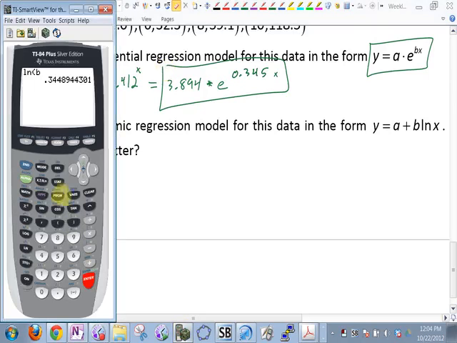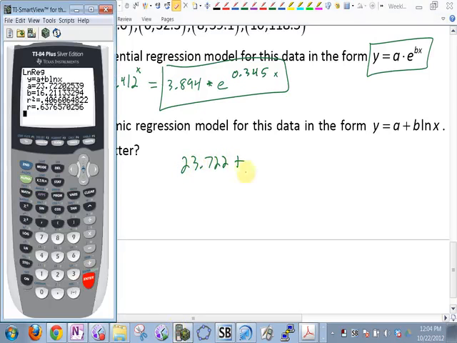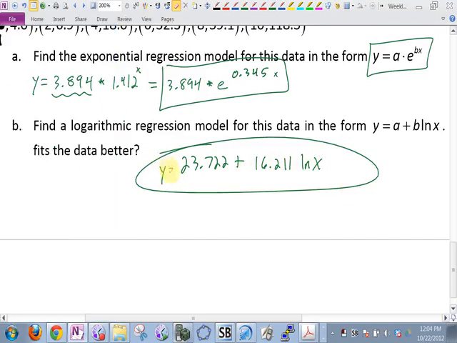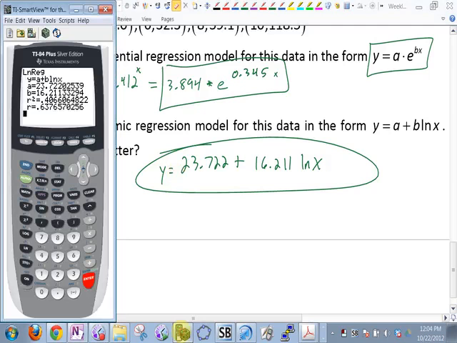Then I also want you to do a log regression. So if you go stat, calc, the natural log regression is number 9. So you can write down 23.722 plus, why are you mad? No. Yeah. So there's your natural log regression, 23.722 plus 16.211 natural log x. Its correlation coefficient was very poor, and so clearly the exponential fits better.